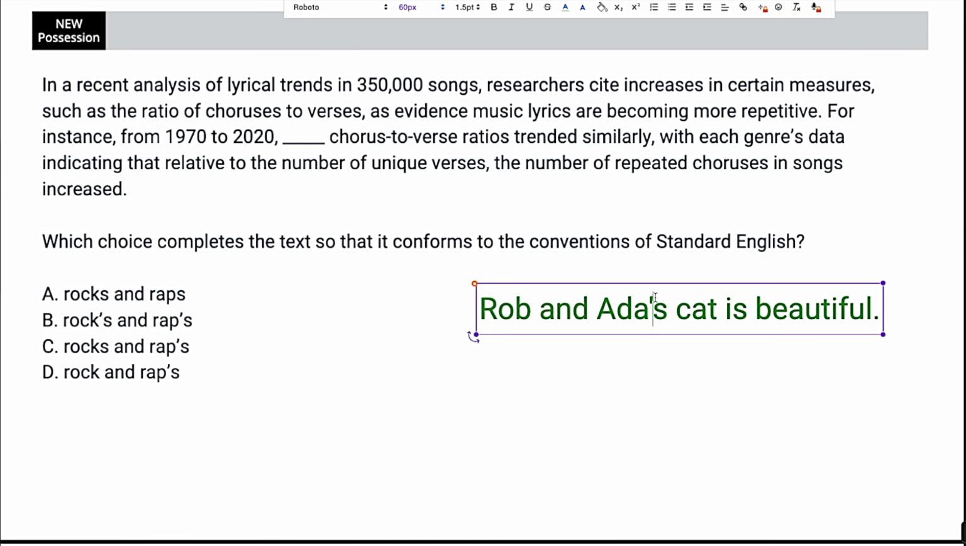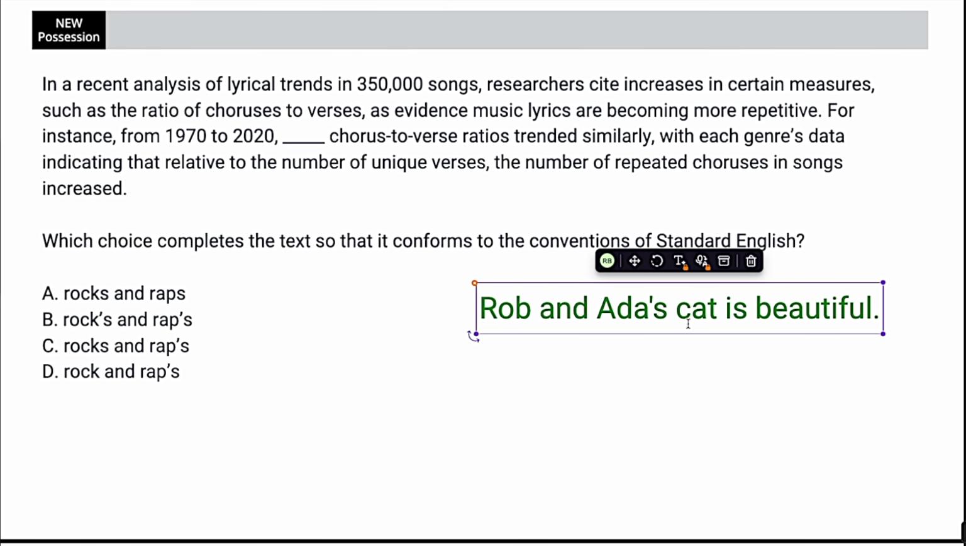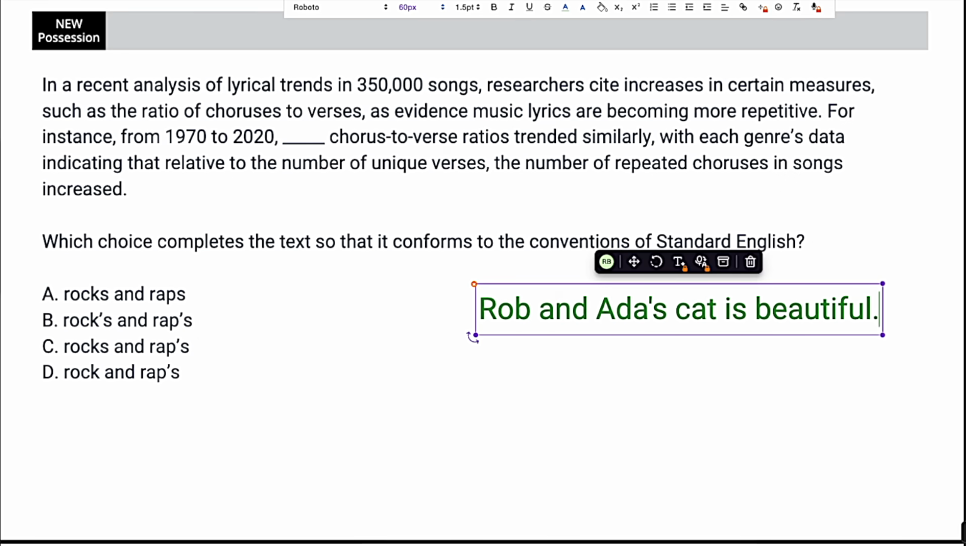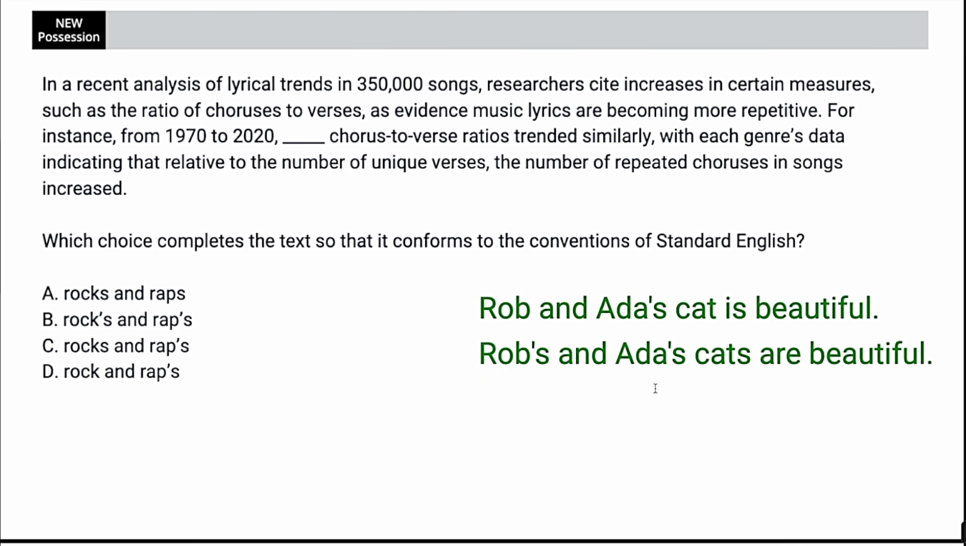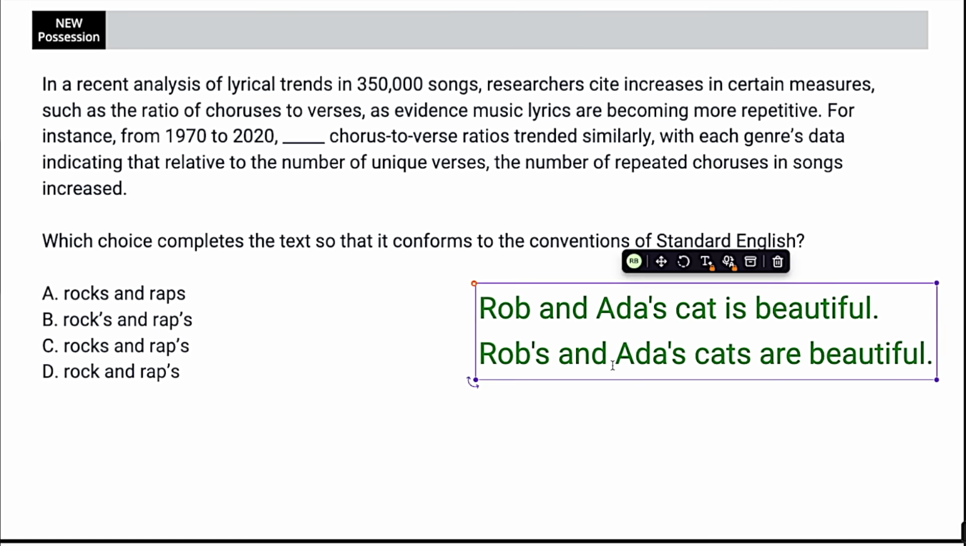We only need an apostrophe on the last person in our list because they own the cat together. But if Rob and Ada had separate cats, now we need to give an apostrophe to Rob and to Ada to signify that Rob owns a cat and Ada owns a different cat. This is the concept that I'm talking about.